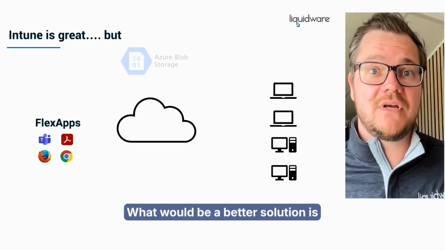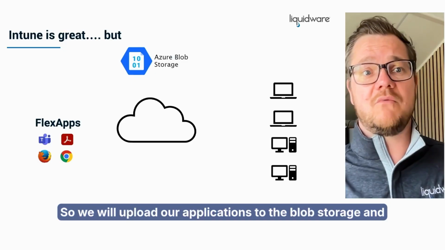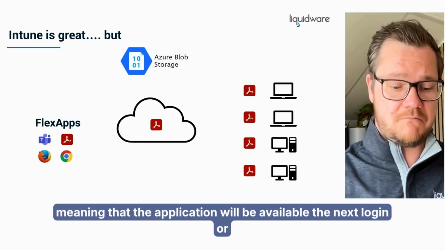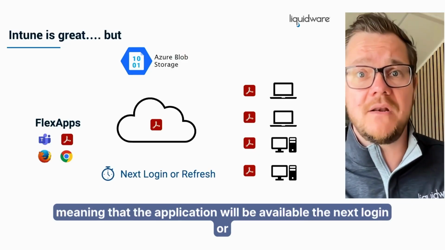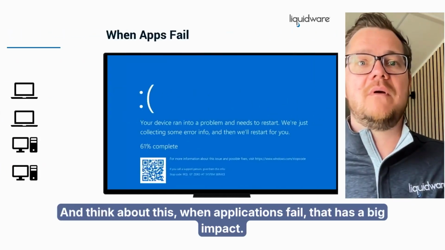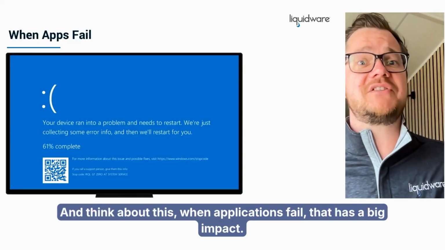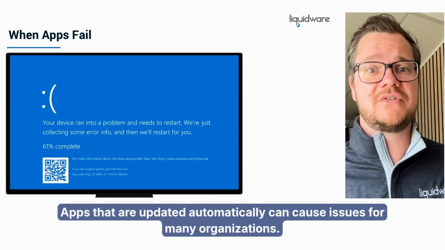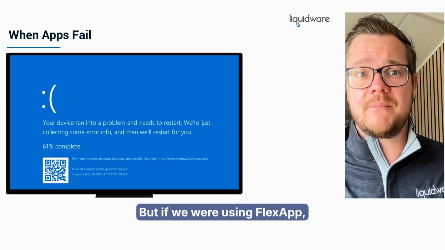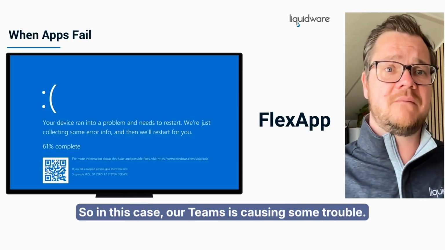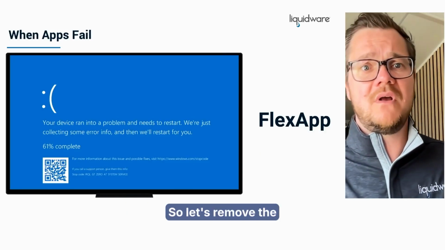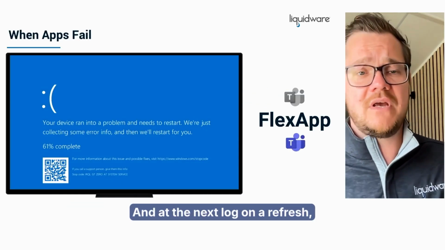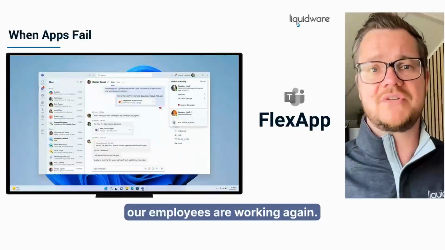What would be a better solution is to have a blob storage serve this need. So we will upload our applications to the blob storage and have our agent deliver it out to the endpoints, meaning that the application will be available at the next login or at the direct refresh. And think about this. When applications fail, that has a big impact. Apps that are updated automatically can cause issues for many organizations. But if we were using FlexApp, it would be as easy as this. So in this case, our Teams is causing some trouble. So let's remove the newer version of Teams and send in the old version of Teams. And at the next logon or refresh, our employees are working again.